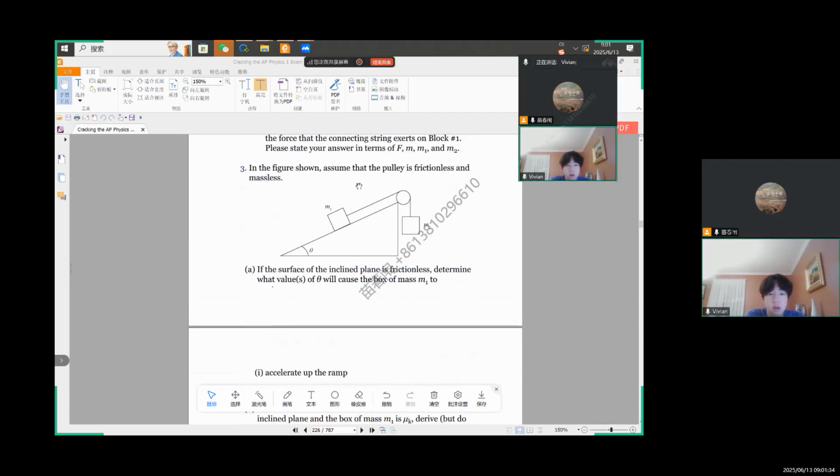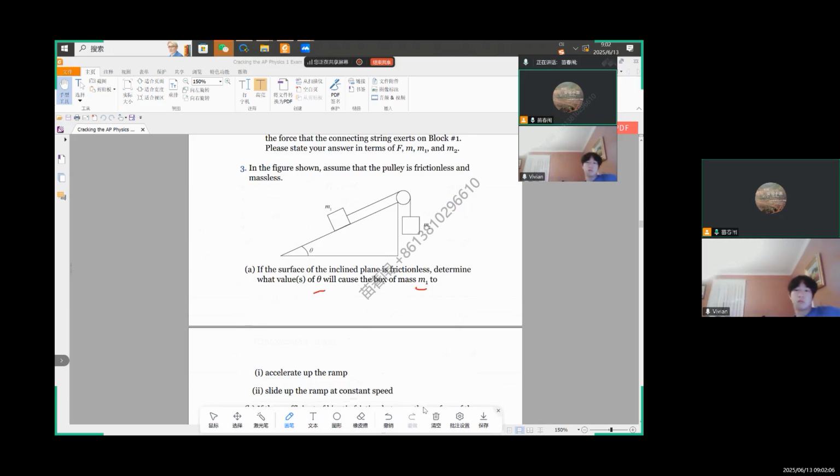In this figure, assume the pulley is frictionless and massless. The surface, the inclined plane, is theta, and there are M1 and M2. Determine what value of theta will cause the box to accelerate. And then the second situation, to slide up the ramp at a constant speed.